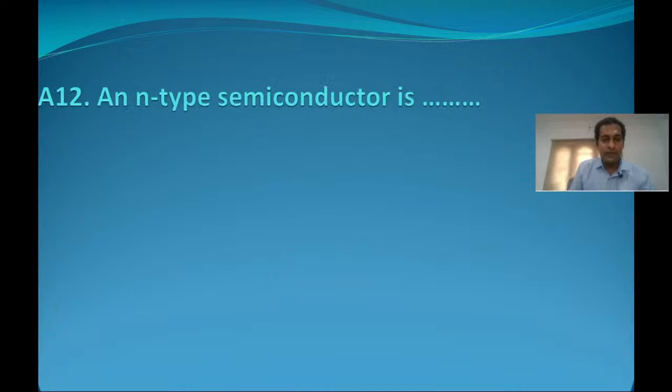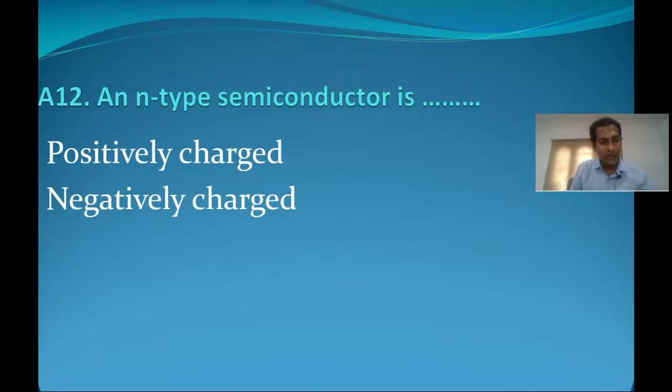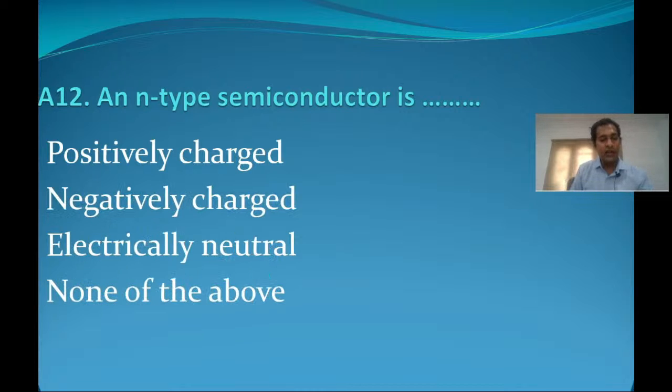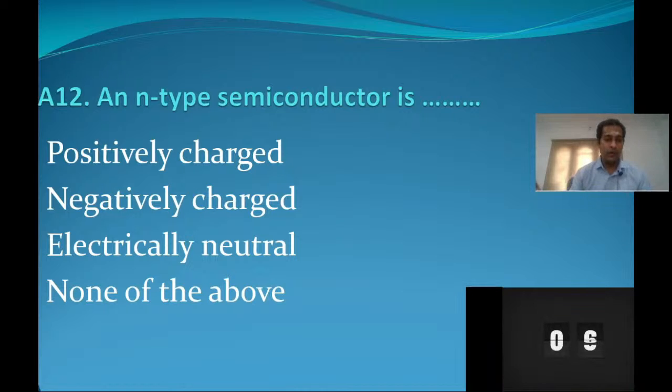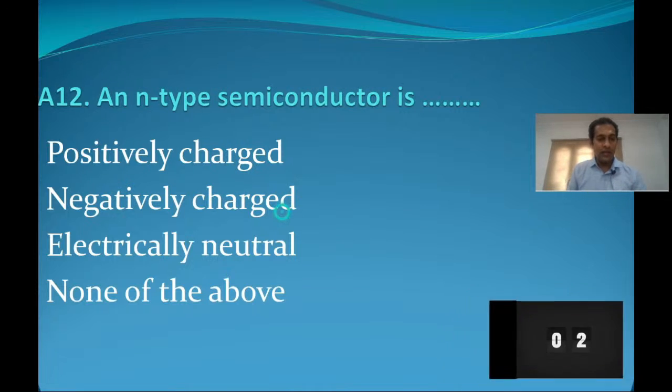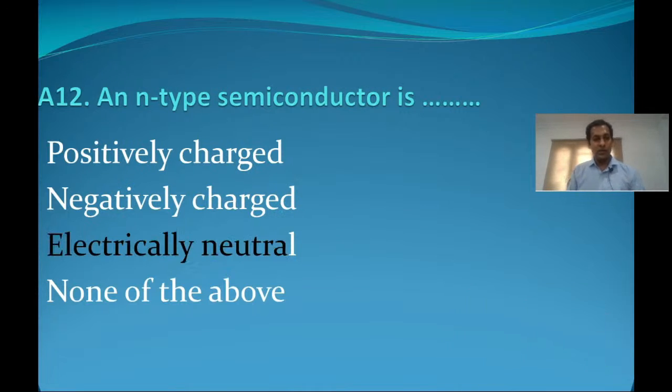The next, an n-type semiconductor is positively charged, negatively charged, electrically neutral, or none of the above. This is part of our discussion, we have been discussing it for a while. In an n-type semiconductor, N stands for which type? Positive, negative, neutral, or none? I think it's very easy to answer. So your time ends now. The answer is negatively charged particles.